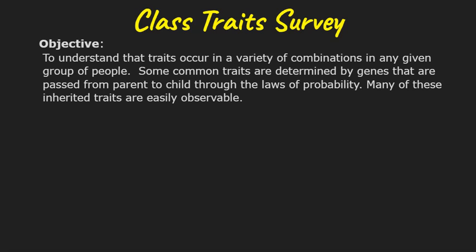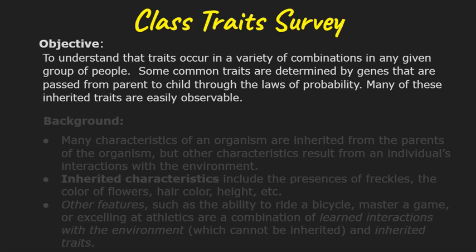And then some common traits are determined by genes that are passed from parent to child through the laws of probability. That's most of your traits that you see physically, right? Even the ones you don't see. Many of these inherited traits are easily observable, and that's these. These are single gene traits, which means it's fairly easy to trace back to which parent gave it to you, unless both of your parents have the dominant gene. And we're going to talk more about dominant and recessive here in a little bit.